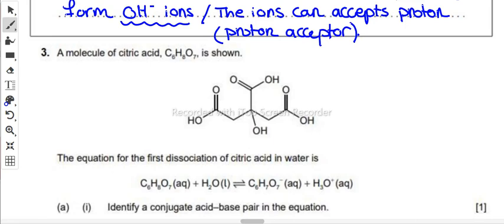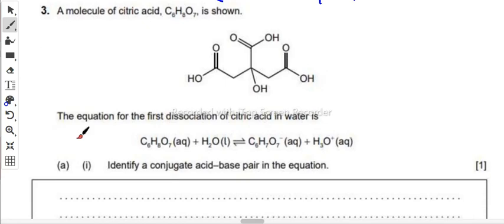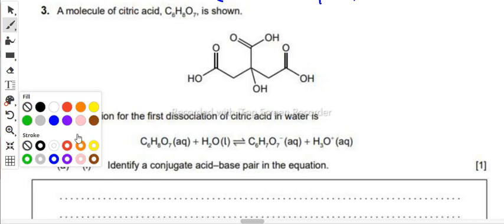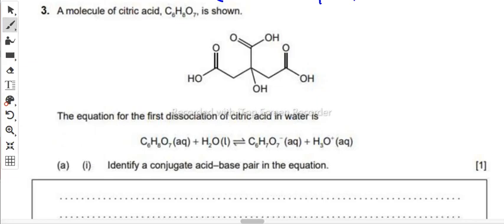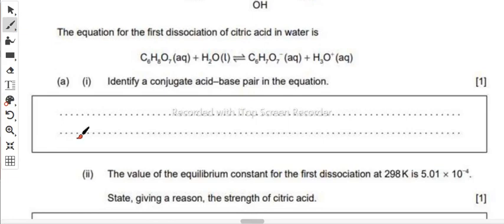Continuing with question number 3, a molecule of citric acid is shown. The equation of the first dissociation of citric acid in water is given. Identify a conjugate acid-base pair in the equation. So if you look at the equation and compare before and after, you're going to find that the acid right here behaves as a proton donor. So this is the conjugate base, and of course this is the base, and this is the conjugate acid. So I have actually 2 pairs.